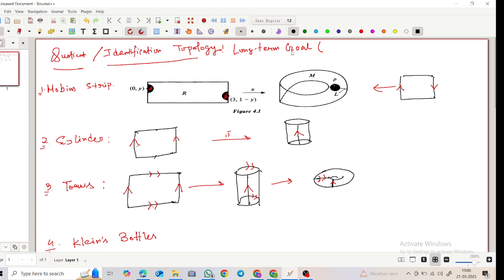So quotient topology and identification topology, this is for interview. I mean, for interview purpose, this is fine. Interview is covered in this. Okay, your PhD interview. The long term goal is algebraic topology slash differential.